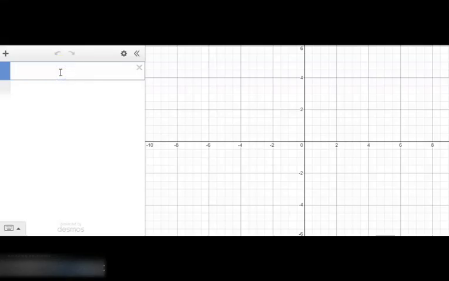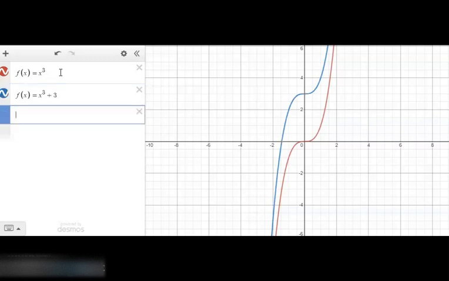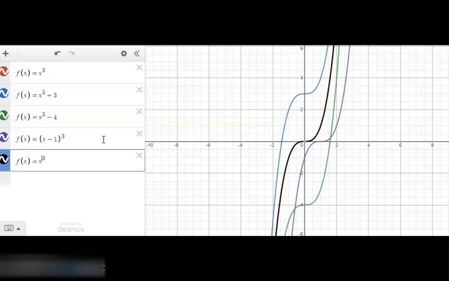So let's start with our parent function, f of x equal to x cube. Then x cube plus 3, where we shifted it 3 units up, and then 4 units down. Then we shifted our cubic function 1 unit to the right, so it is this one. And then finally we had this 2 units leftward shift. That's here.